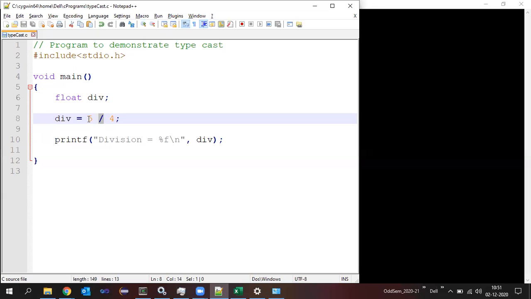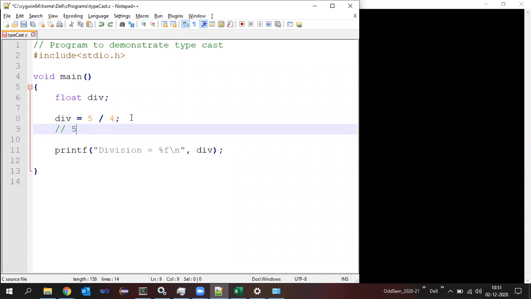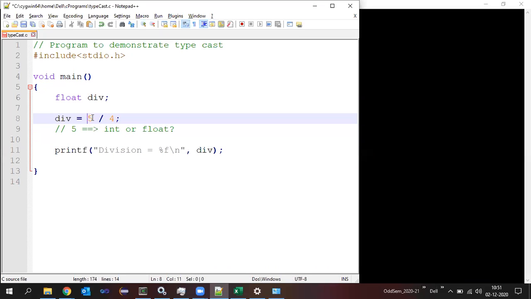So in the division, if you look here, 5 we have and 4 we have. Now tell me, this 5, what type of data type is it? I will just comment here. Is this 5 integer or float? That is the first question. Integer, sir. It is an integer, right? How can we say it is an integer? Because if you look here, 5 is a whole number. We do not have any point, we do not have anything like 5.07 or anything. It is just a 5, an integer number, right? So we got the answer for the first one.